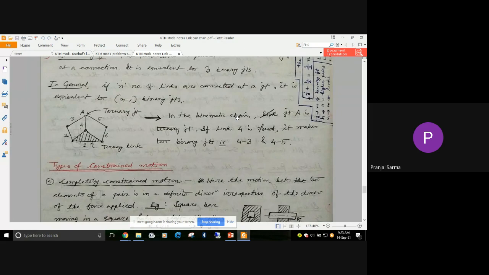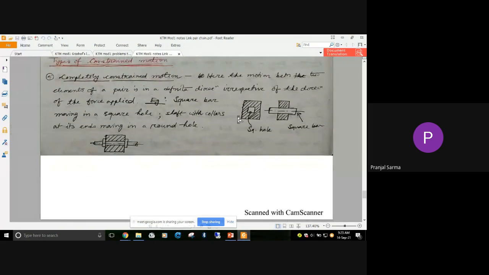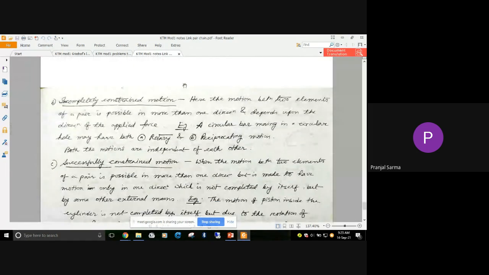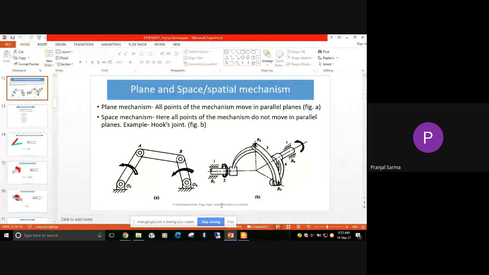Okay, then we have also discussed the different types of constrained motion: completely constrained motion, incompletely constrained motion, and successfully constrained motion. Okay, so today we are going to discuss the mobility of mechanism, like Grashof's law, and under which category of mechanism it falls. Okay, with those kinds of things, class one mechanism, class two mechanism. So those are the things we are going to study now.